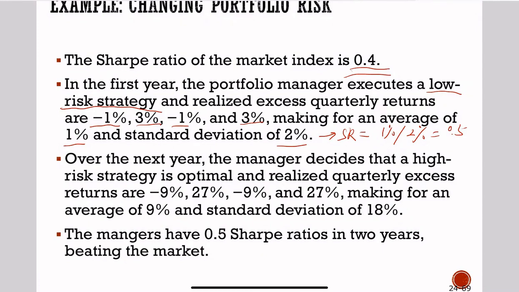And then for the next year, the manager thinks a high-risk strategy is better. So the quarterly excess returns are -9, 27, -9, and 27. If you calculate using these 4 numbers, you can find that the average is 9% and the standard deviation is 18%. So here the Sharpe ratio is, again, 0.5. So if we separately calculate Sharpe ratios in these 2 years, the manager is outperforming the market in both years.